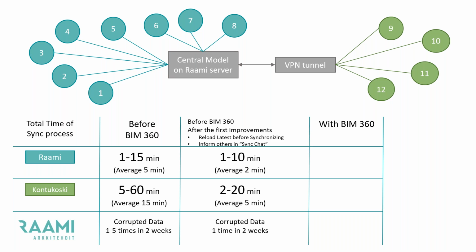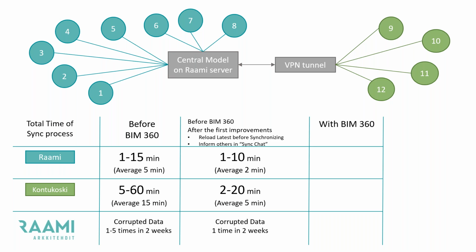Yeah. Reloading the latest before synchronizing, and then informing others in what we called the sync chat. So you just inform others that, okay, I'm going to synchronize now, or reloading latest, and then you tell when the process is done, so that there are no multiple users synchronizing at the same time. That helped a little bit, but still the model got corrupted every now and then. And the average synchronizing time was still quite long, and it was really annoying that you had to wait for your turn. Like, okay, I want to go to lunch. When is my turn to synchronize?